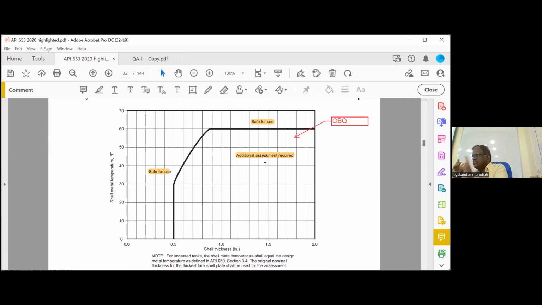If you are going for severe service, you have to prove that the tank will not become brittle under severe service. How will you prove that? Hydro test.